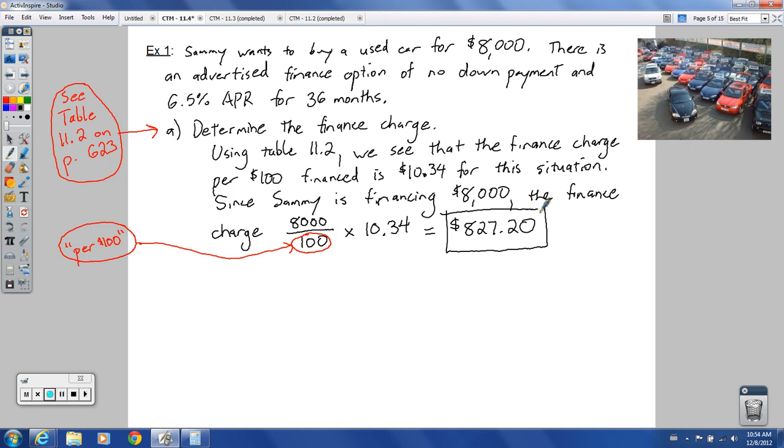So you're going to be paying, in addition to paying back the $8,000 that you borrowed originally, you're going to be paying back $827.20 more in what is interest, basically. And then part B to this one, determine the monthly payment.